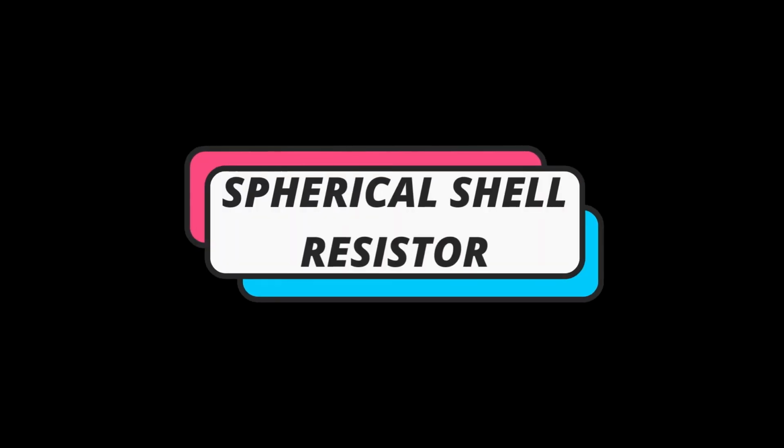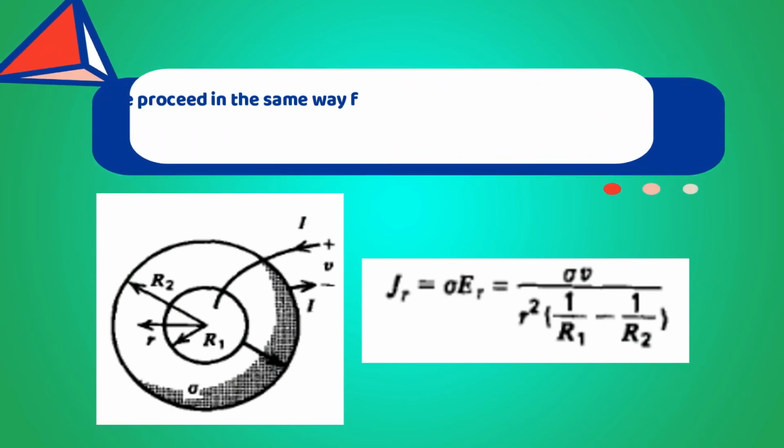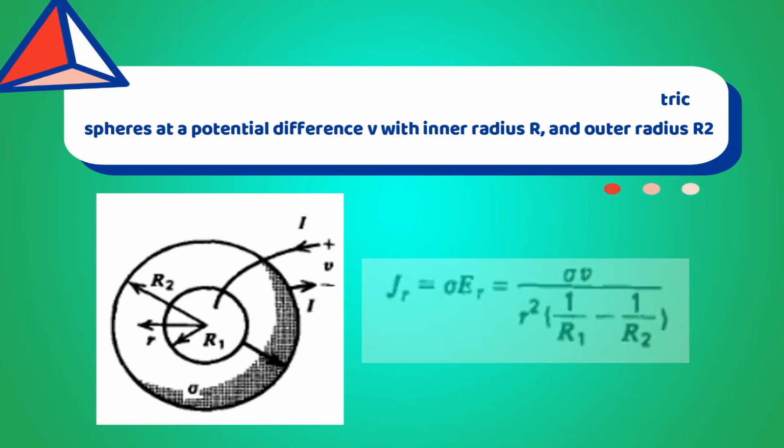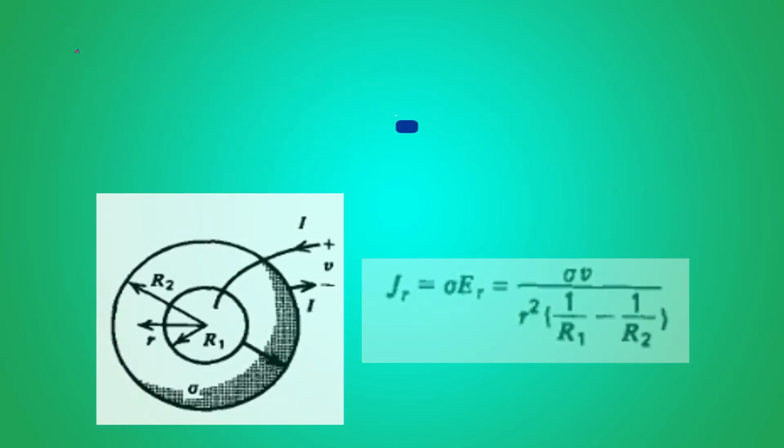Spherical resistor. We proceed in the same way for two perfectly conducting concentric spheres at a potential difference V with inner radius R1 and outer radius R2 as in the figure below.